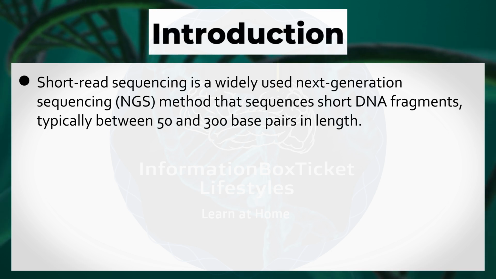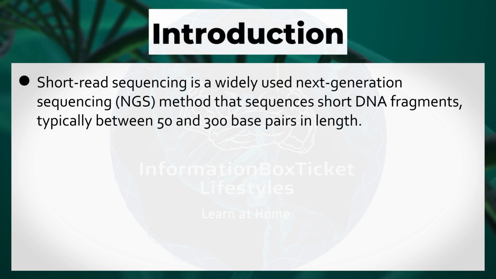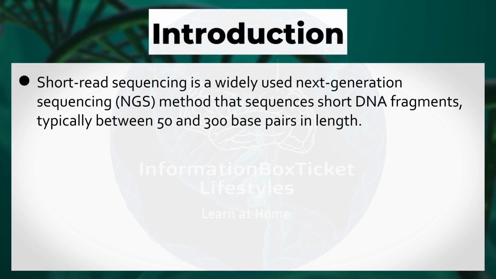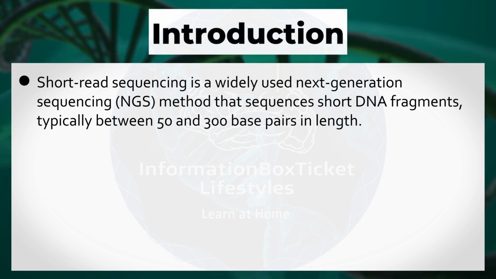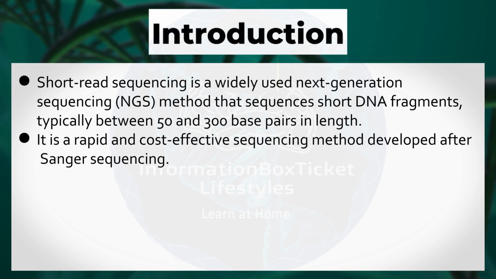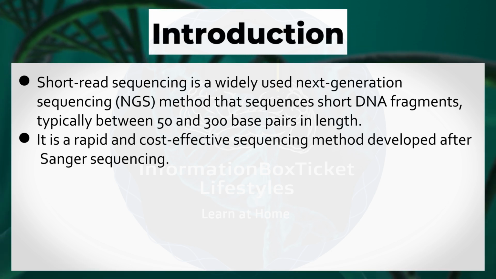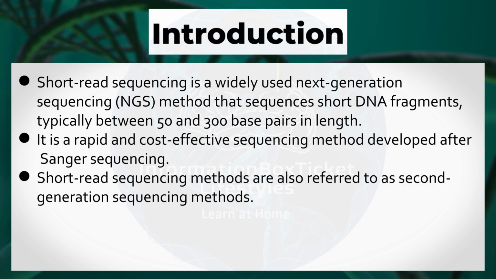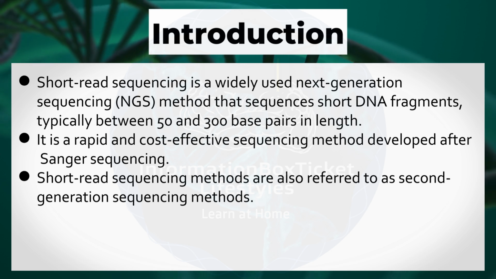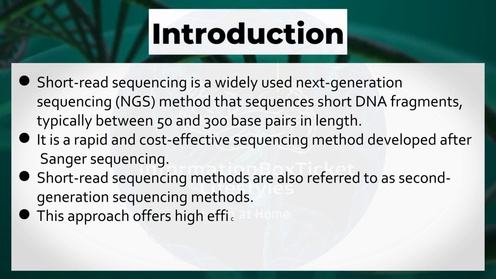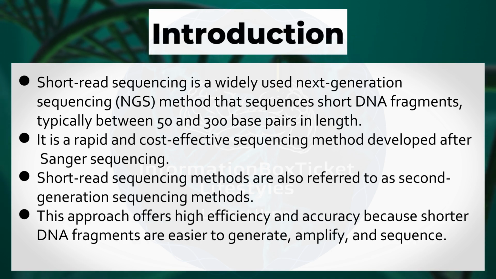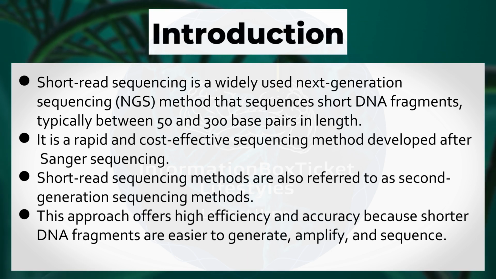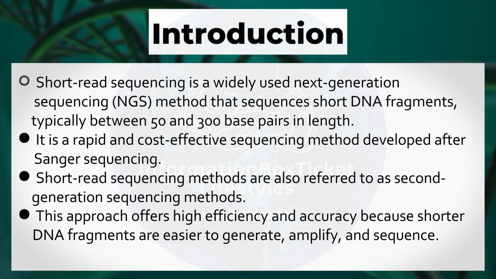Short read sequencing is a widely used next-generation sequencing method that sequences short DNA fragments, typically between 50 and 300 base pairs in length. It is a rapid and cost-effective sequencing method developed after Sanger sequencing. Short-read sequencing methods are also referred to as second-generation sequencing methods. This approach offers high efficiency and accuracy because shorter DNA fragments are easier to generate, amplify, and sequence.